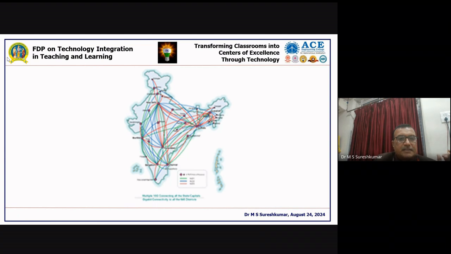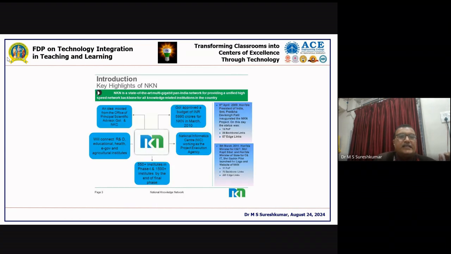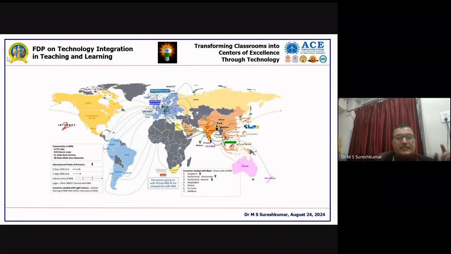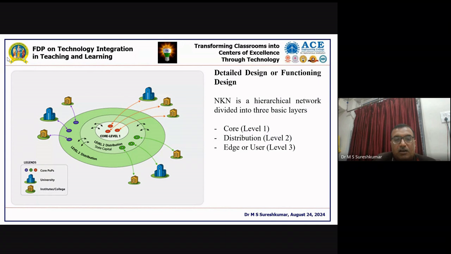Next slide, please, madam. See, this is the way they are connecting. First it is connected within the country, then the connectivity is extended to other regions of the world. Next slide, please. How is it connected?